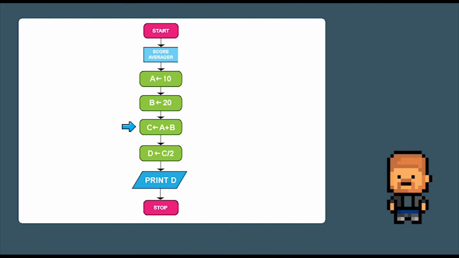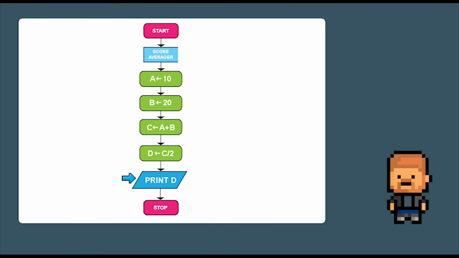In the next block, we are totaling A and B together and assigning it to C. So C is now equal to 30. Following this, D is being assigned C divided by 2. This effectively halves 30 to 15. So D is now being assigned 15.